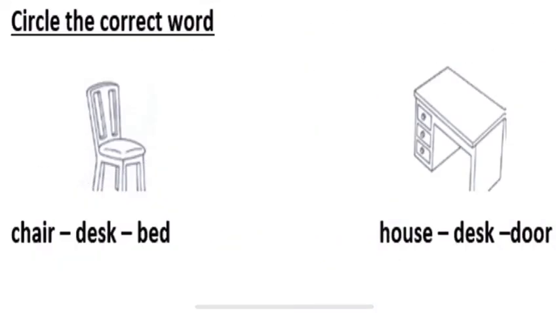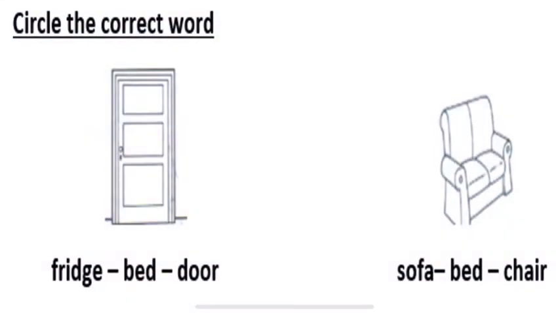Well done, my friends. Now circle the correct word. Here, chair, desk, bed. Of course, this is chair. Now, house, desk, door. Yes, this is desk. Here, fridge, bed, door. Yes, well done. This is door. Now, sofa, bed, chair. Well done, my friends. You are great.